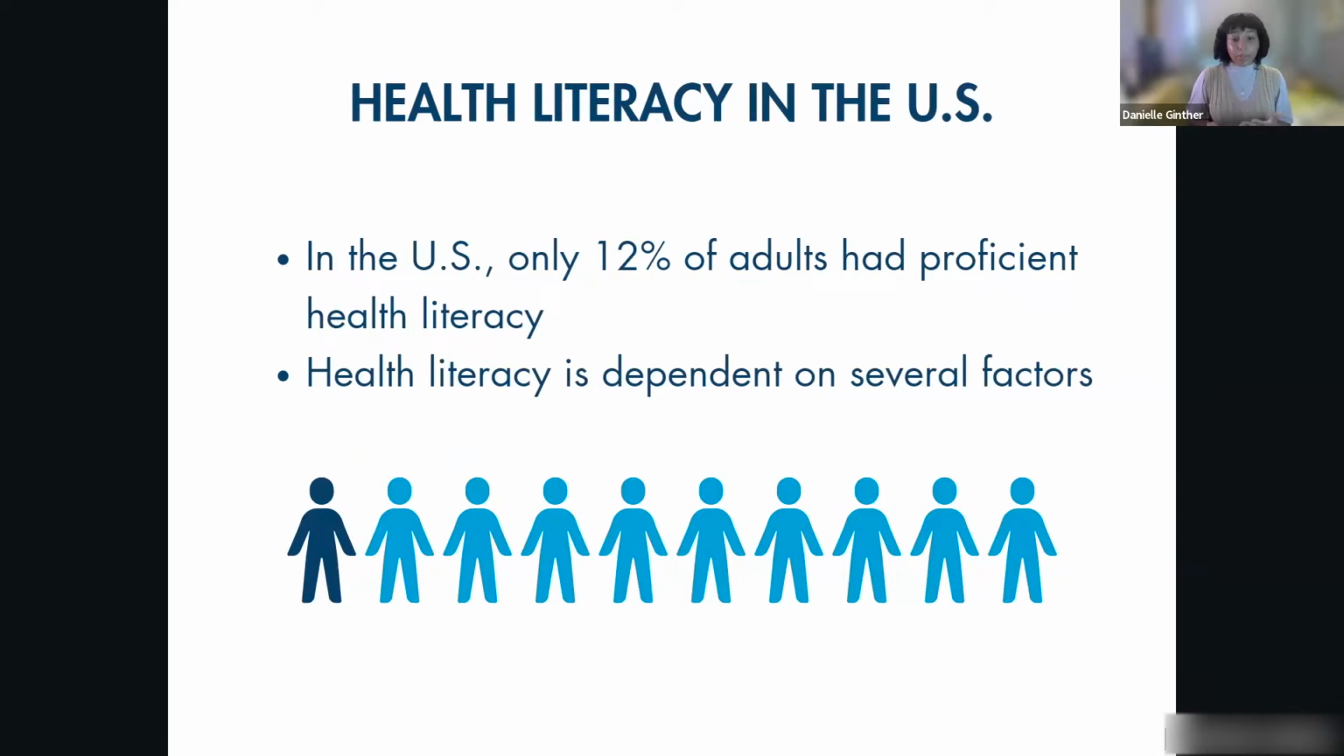So, health literacy in the United States. In the United States, only about 12% of adults have proficient health literacy. So that is approximately 1 out of every 10 adults. That means they have the ability to maybe look at a table, understand how much they are going to have to contribute to their own employee health insurance, and those types of things.